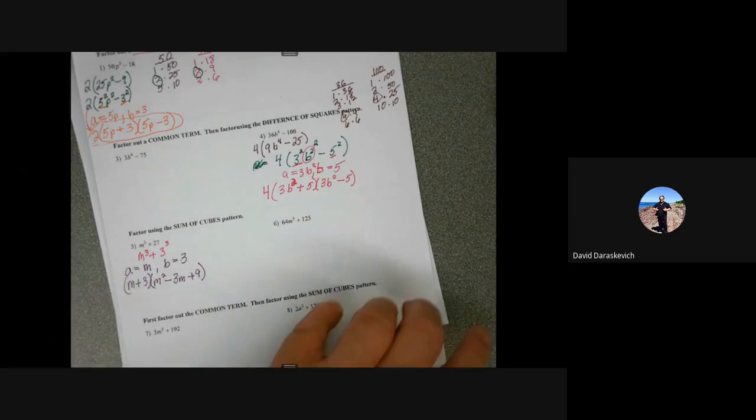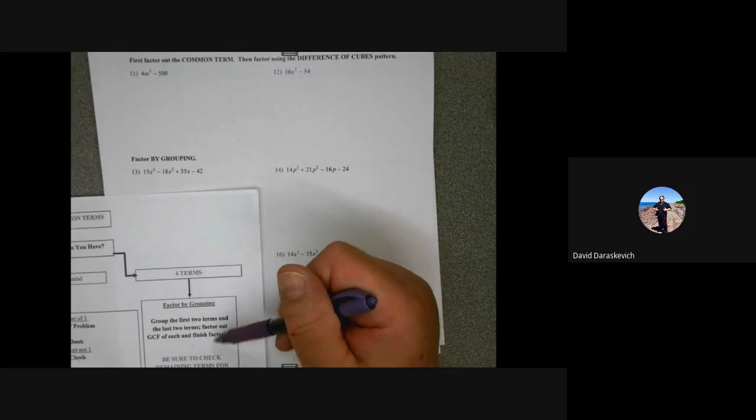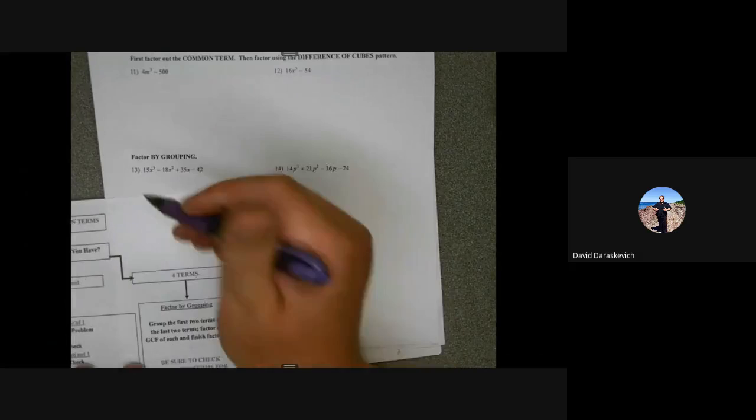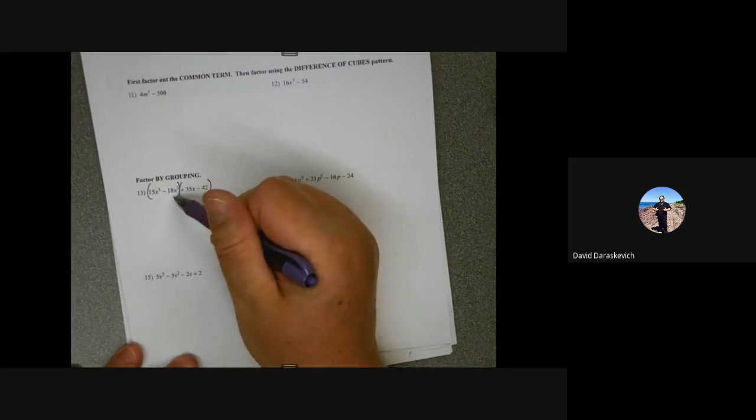Okay. One more I want to show you, because this one you may not remember. Factor by grouping. Come on, focus. So I'm looking at 4 terms. Okay, it says factor by grouping. Group the first 2 terms and group the second 2 terms. Now I just take out common factors.